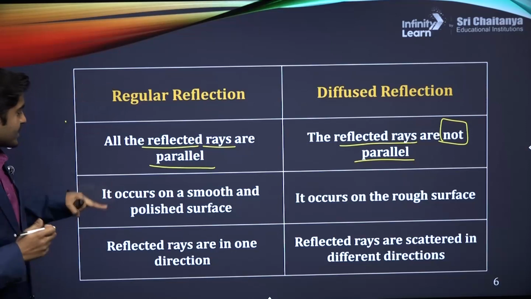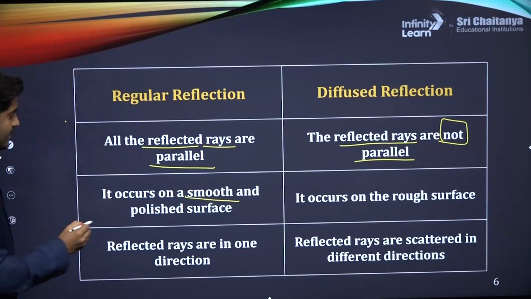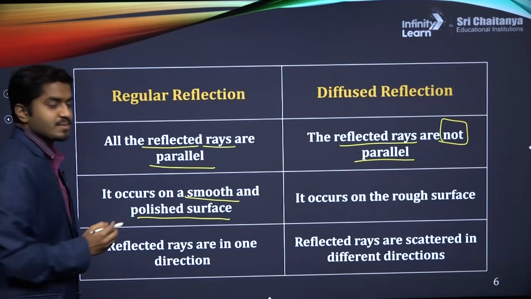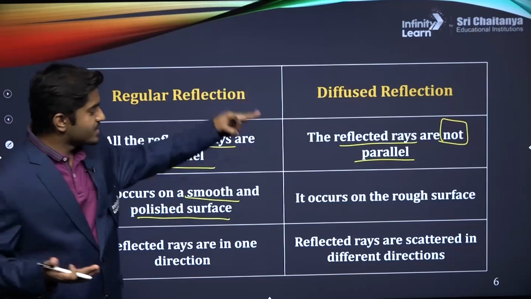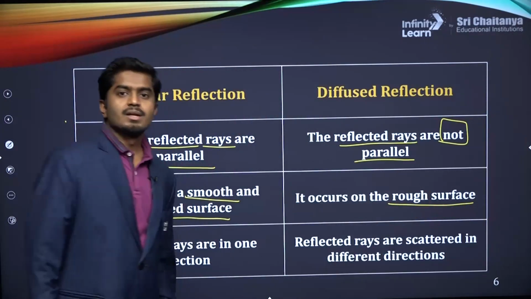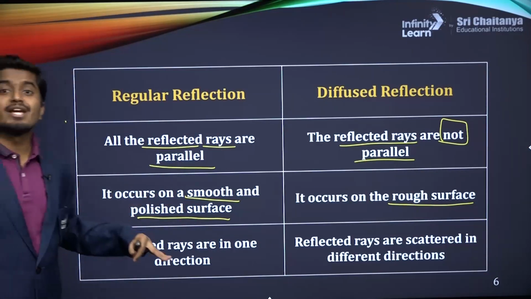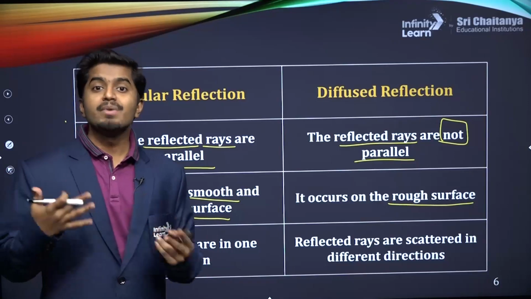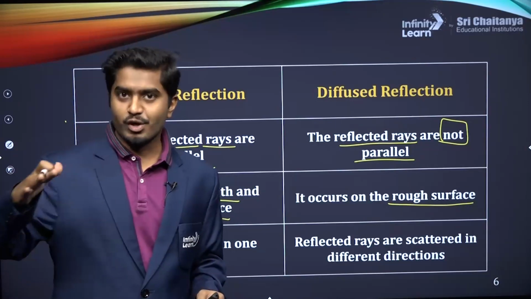In the regular reflection, it occurs on a smooth and polished surface. So the surface is always smooth and polished. If it is diffused, it occurs on a rough surface. So for example, what is a regular surface? Examples could be a mirror or water which is still, like water in a lake.